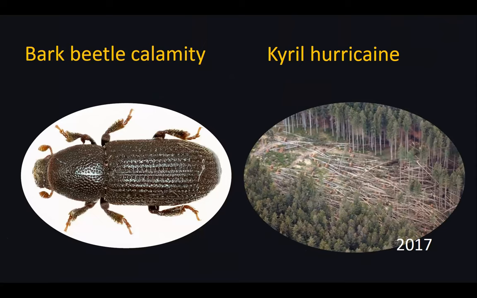I showed in the plots that the Kirill hurricane was, I think, 2007, and now you still see it in 2017. It's a picture of a piece of forest in the Šumava. This is how it still looks there.